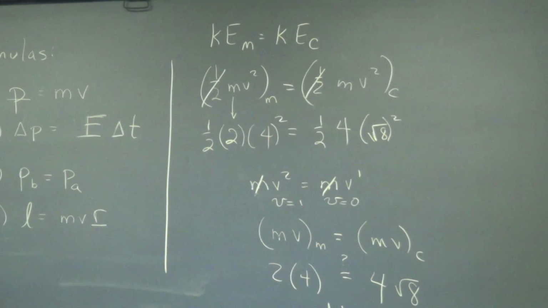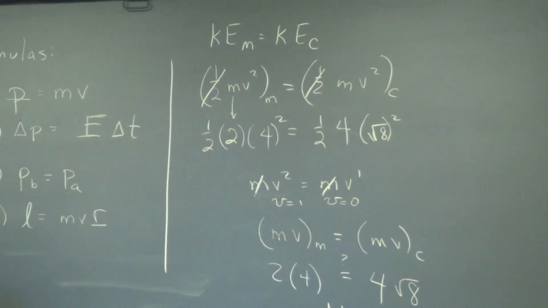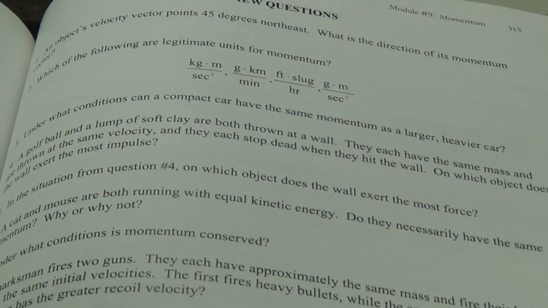All right, let's see if we can finish this review. All right, MK, read 7. Under what conditions is momentum conserved? And what is that? When there's no outside force acting on it. Right. Okay, so the sum of the forces acting on the system is 0. There are no net forces.